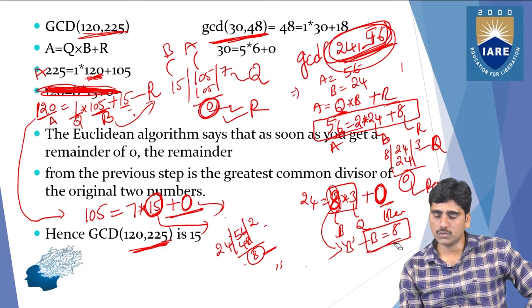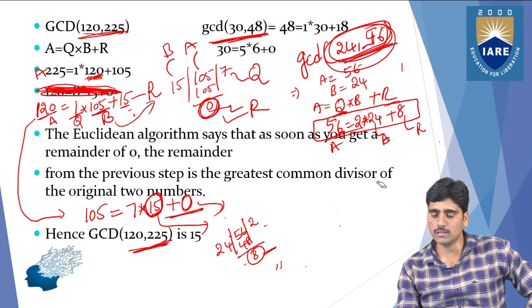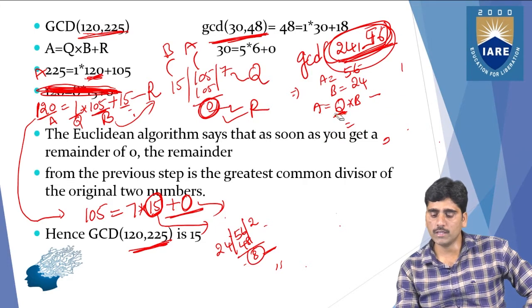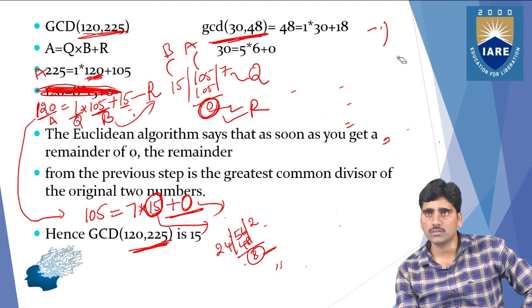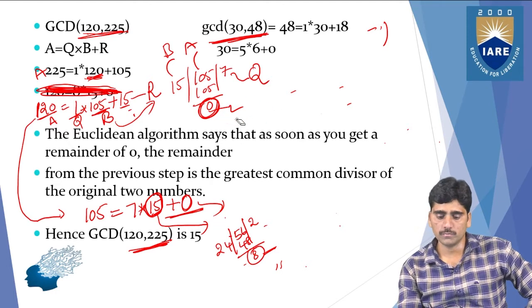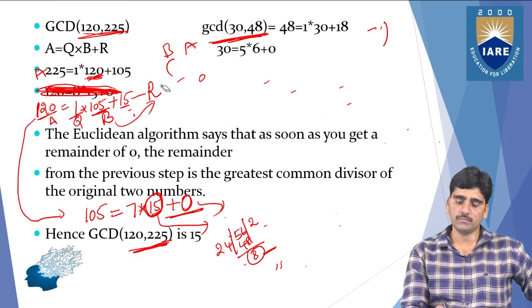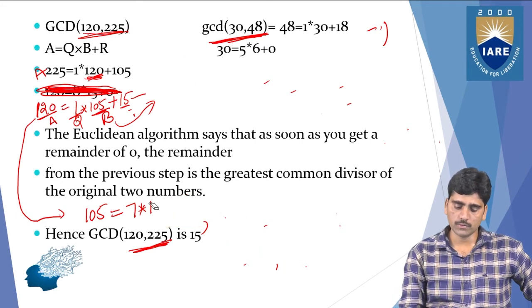Every time, you should make sure that every statement is in the form A equals Q into B plus R. We need to make sure that they are all in that format, okay? Right. So again, we'll take another example, GCD of.